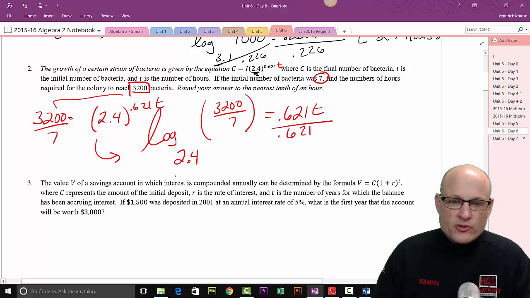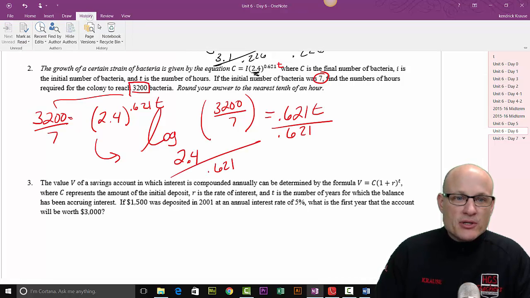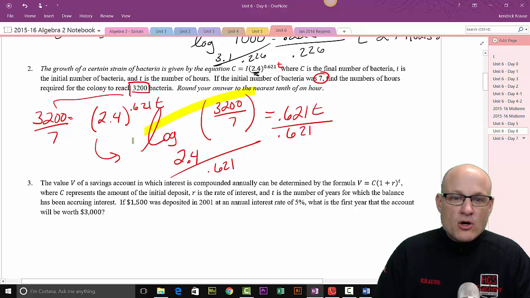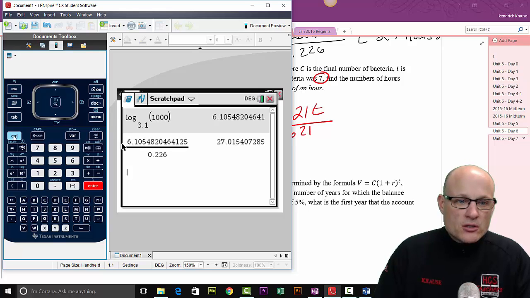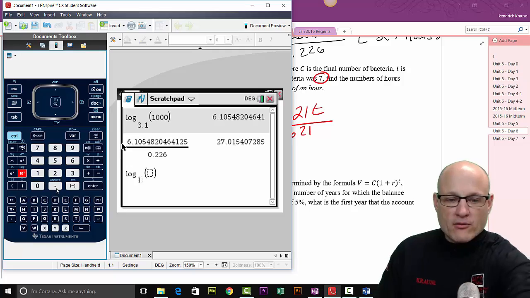So we're going to divide by 0.621, and then I'm going to type in all of this. So, log of, forgot already.